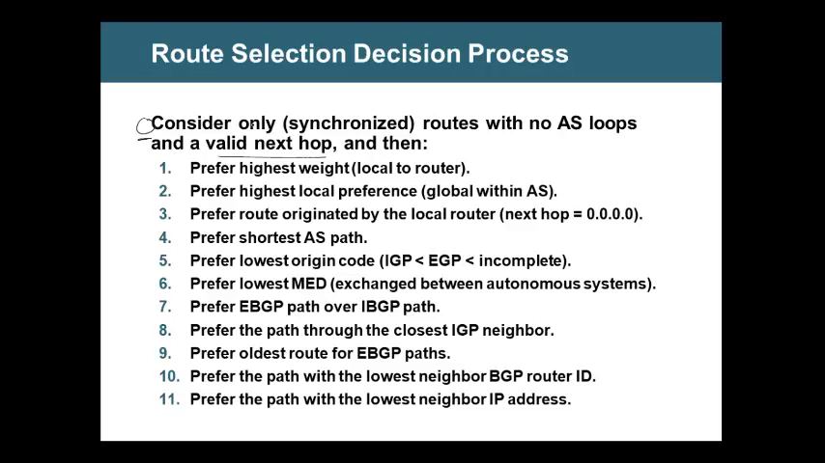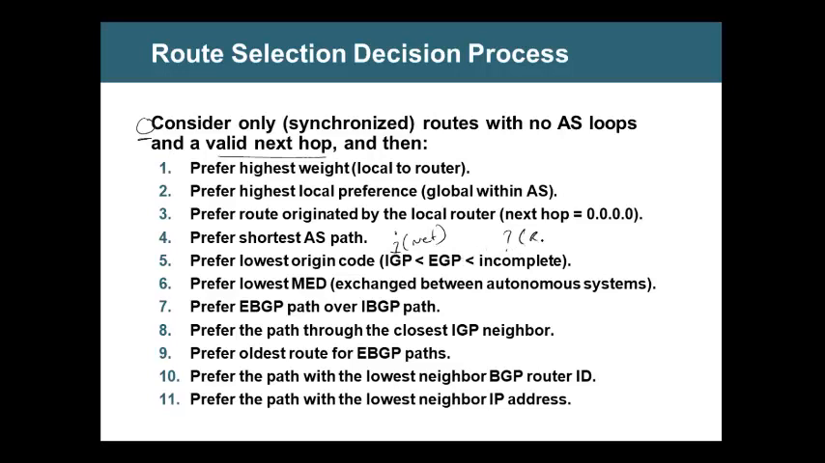Lowest origin code. Origin code means what? How it is originated, how it is injected. Is it redistributed or advertised? Advertised using the network command will have I. Redistributed will have a question mark. Which one is preferred? Lower is preferred. Which one is lower? I is lower than question mark.